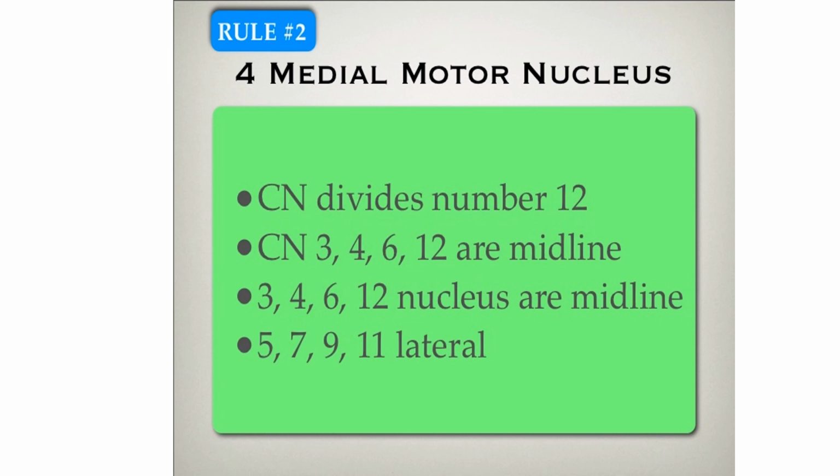4 medial motor nuclei, so those cranial nerves dividing from the number 12 here, so 3, 4, 6, and 12, midline. 3, 4, 6, and 12, midline. So then 5, 7, 9, 11 are lateral. So when I memorize things that have 2 groups like this, I just memorize 3, 4, 6, and 12 as midline. And then if I see the other ones, it's the opposite.